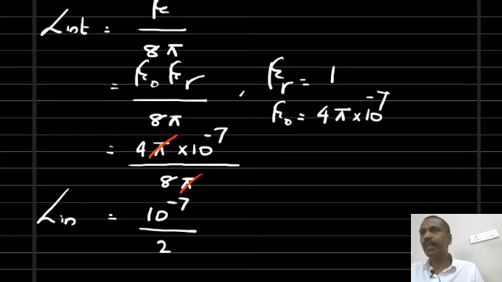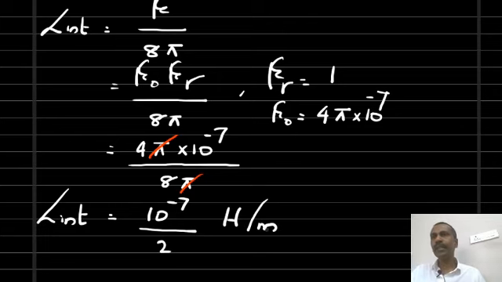This is our internal inductance, or the inductance due to internal flux linkage, and its unit is Henry per meter. Usually the unit of inductance is Henry, but here we considered the conductor of 1 meter length. So inductance is 10 raised to minus 7 by 2 Henry per meter.